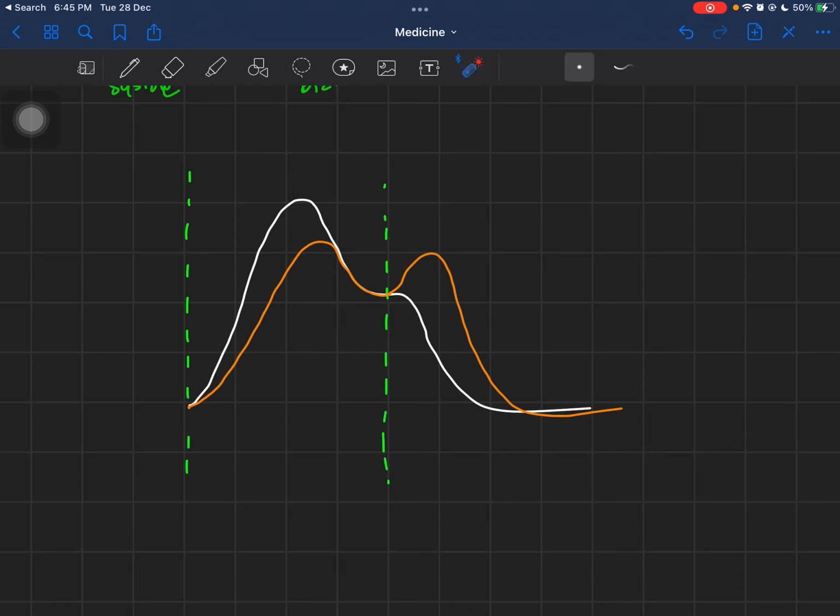Okay, in the area of percussion wave, so this is the percussion wave, this is the tidal wave. So in the area of percussion wave you again get a bump. Okay, and you feel like there are two heartbeats. So basically when you palpate, you will feel like there are two beats in the same beat essentially.